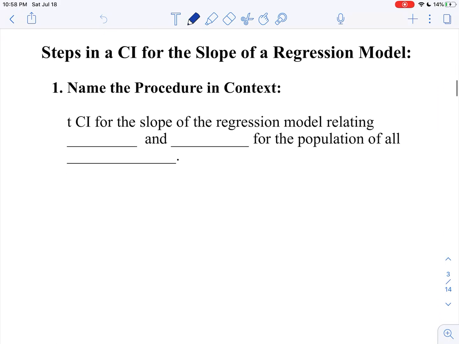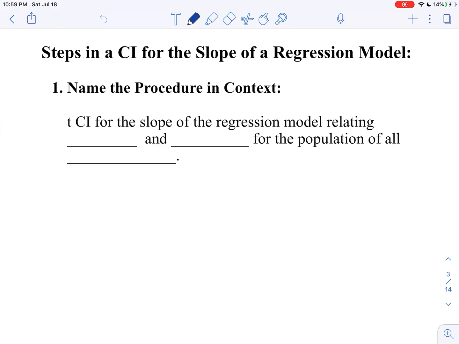So obviously, when we are constructing a confidence interval for the slope of a regression model, just as with all of our confidence intervals, there's 4 steps in our process. So our first step is name the procedure in context. So this is going to be a T CI for the slope of the regression model, relating blank and blank for the population of all blank.